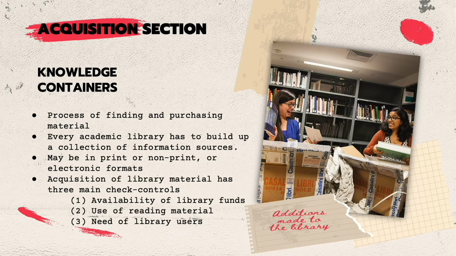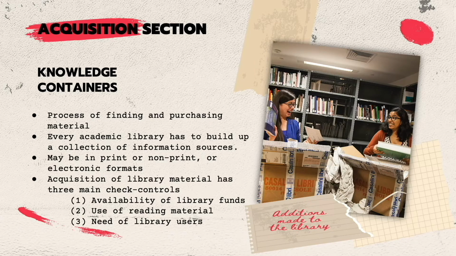Next is the acquisition section. It is the process of finding and purchasing material. In this section, every library has to build up a collection of information sources or knowledge containers. These may be in print or non-print or electronic formats.